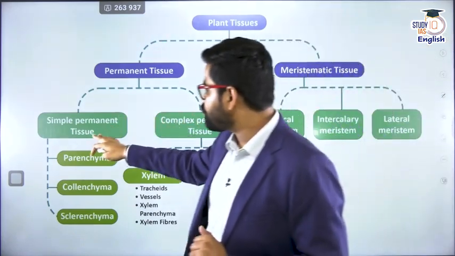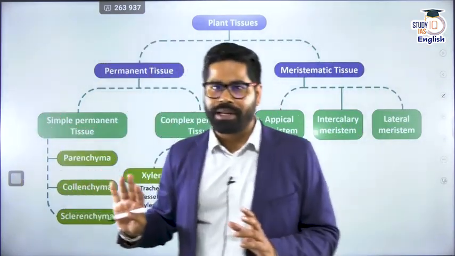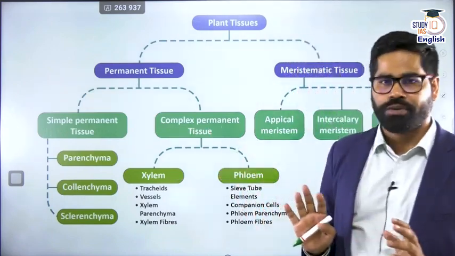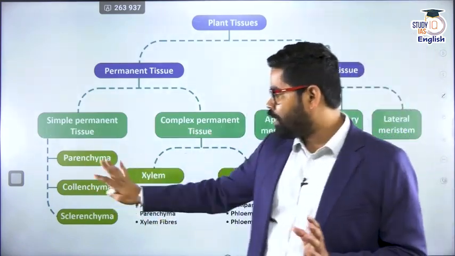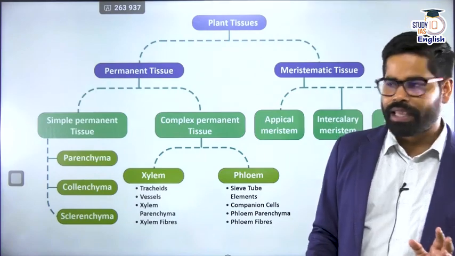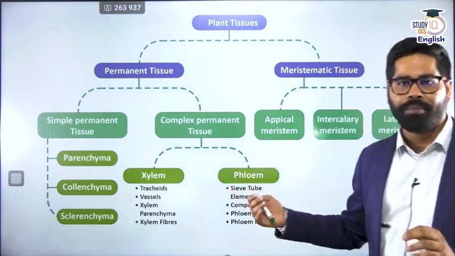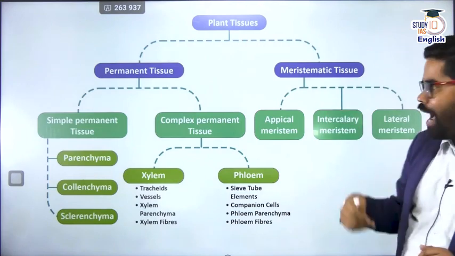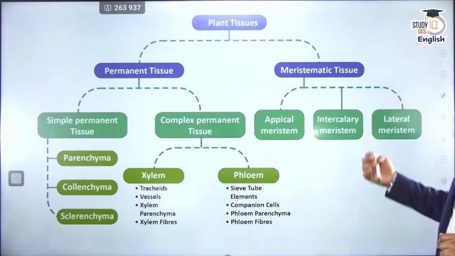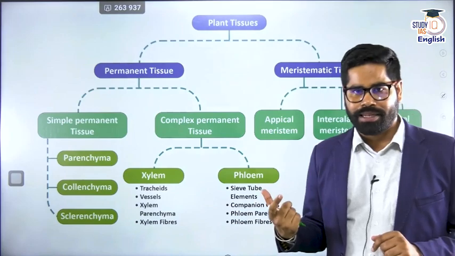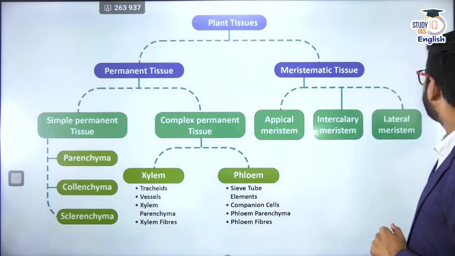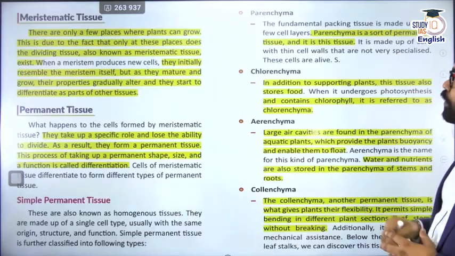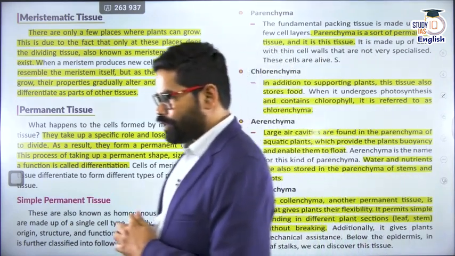In the permanent tissue, we have the simple permanent tissue and the complex permanent tissue. In simple, we have parenchyma, collenchyma, and sclerenchyma. Here we have xylem and phloem as the two complex tissues. And then we have the meristematic tissue: apical meristem, intercalary meristem, and lateral meristem. So let us talk about them.